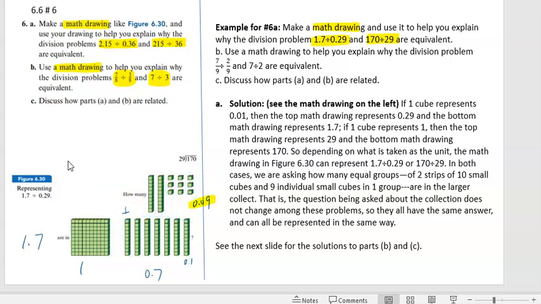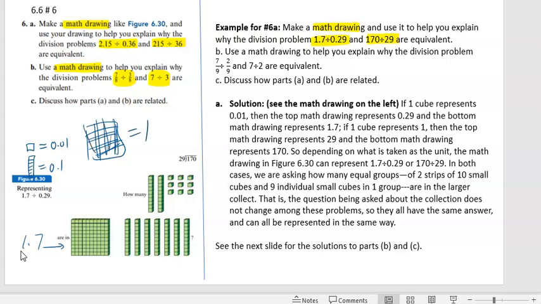So all we need to know, first of all, is how to come up with the drawing. So that's how I got 1.7, because 1 cube represents 0.01. A long strip, 10 of them, 0.1. A big one is going to be, I'm just going to draw roughly, and that's 1. So this is 0.29.